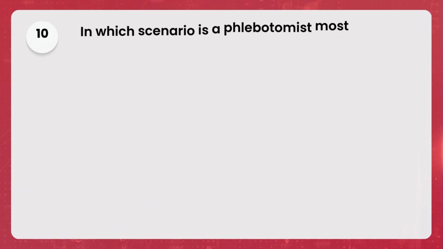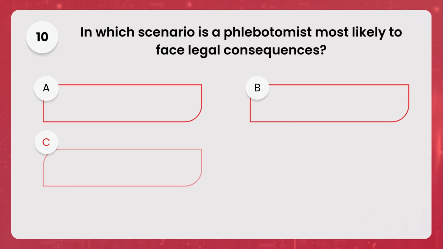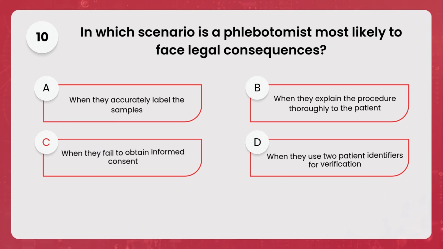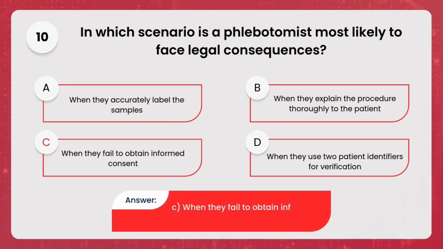Number 10. In which scenario is a phlebotomist most likely to face legal consequences? A. When they accurately label the samples. B. When they explain the procedure thoroughly to the patient. C. When they fail to obtain informed consent. D. When they use two patient identifiers for verification. The answer is C. When they fail to obtain informed consent.